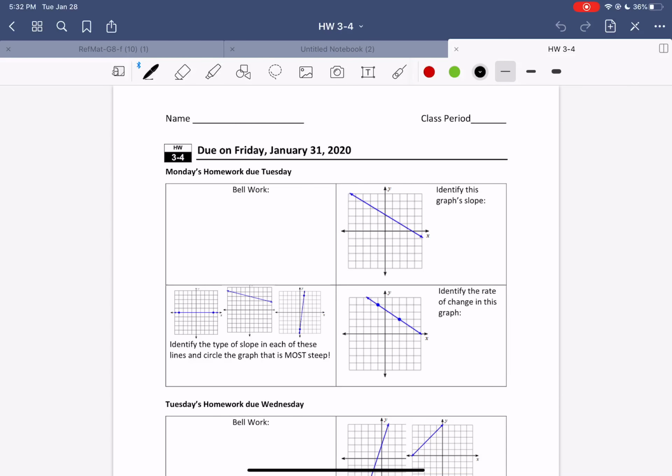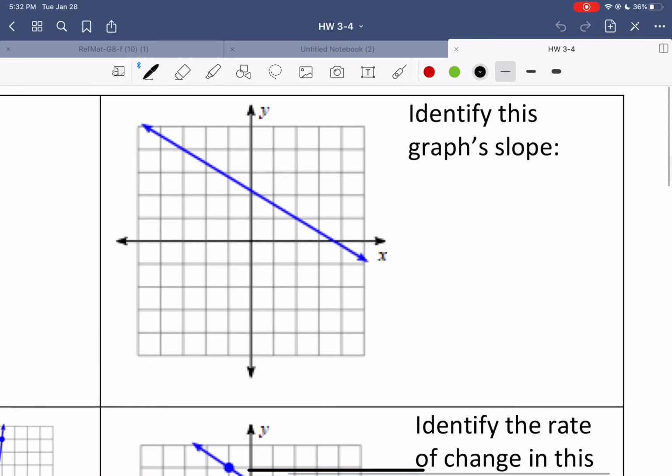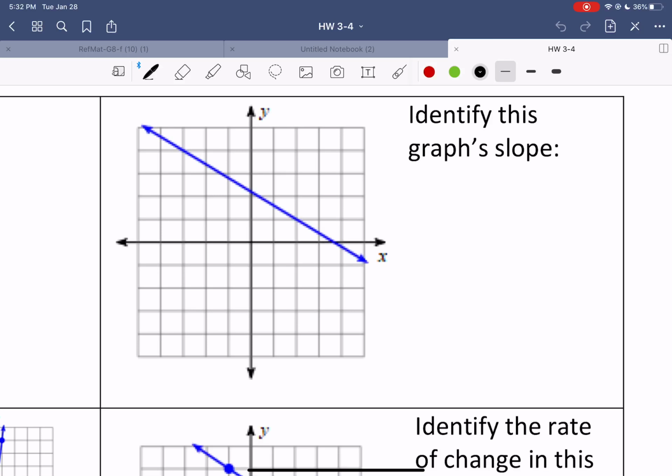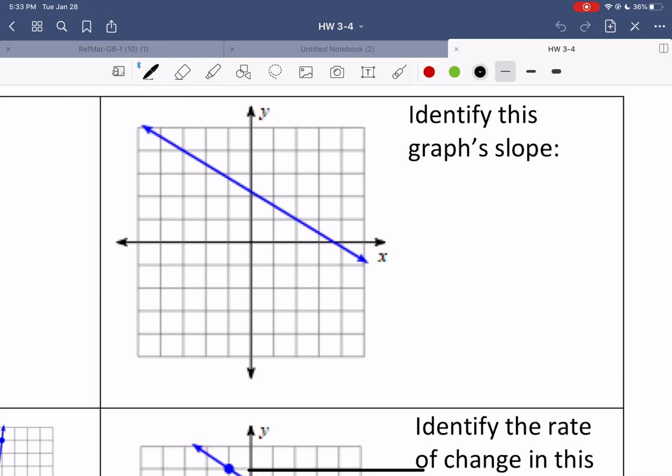All right, for this week's homework, we have your bell work, which will be done each day at the beginning of class. And then moving to the first problem, it says identify this graph's slope. So in order to find slope, we are in need of pretty points. And since they are not identified on this graph, we need to identify them ourselves.